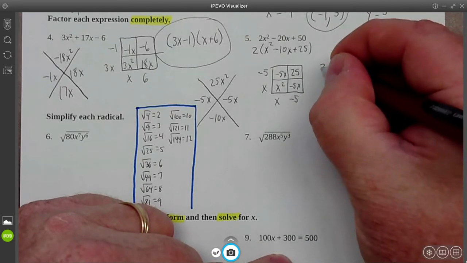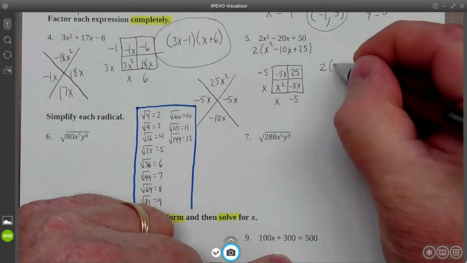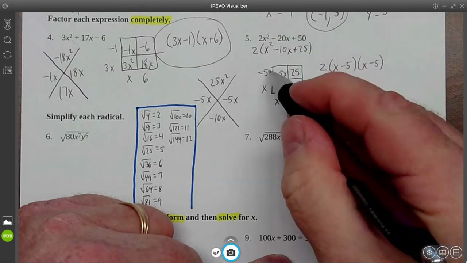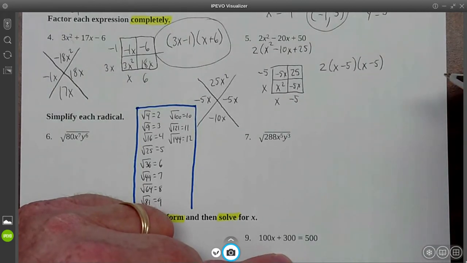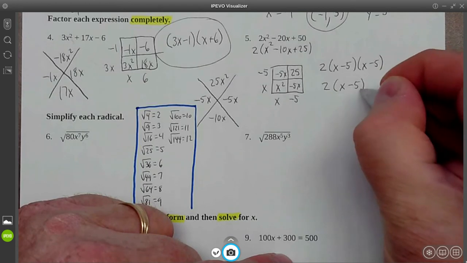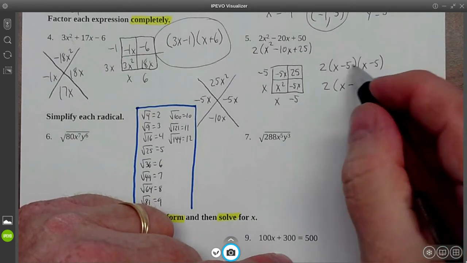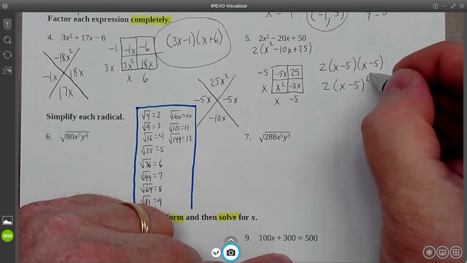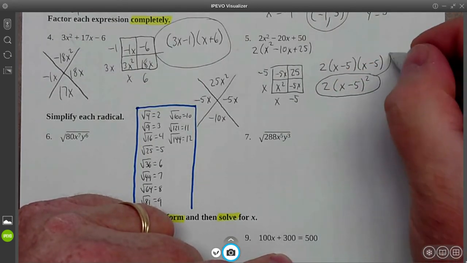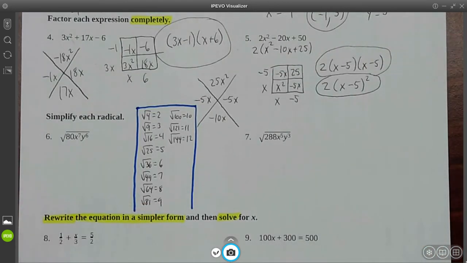Now we got to remember that 2 was part of the answer. And then we have x minus 5 and x minus 5 for this and this. Now, sometimes it's cool to write it this way, x minus 5 squared, because after all, there's 2 of them there. That's probably the best way to do it. Either way is fine for your test coming up after you have studied. So that concludes number 5.